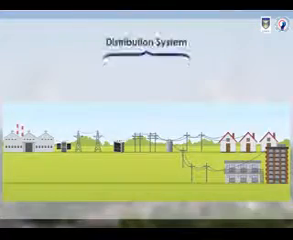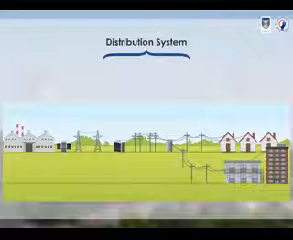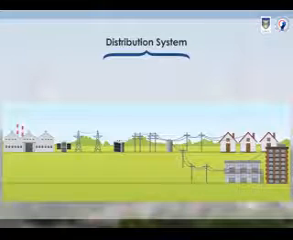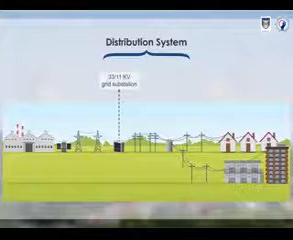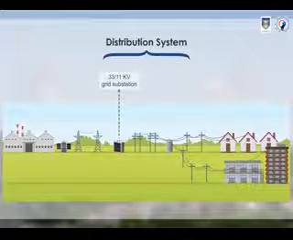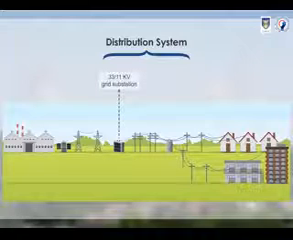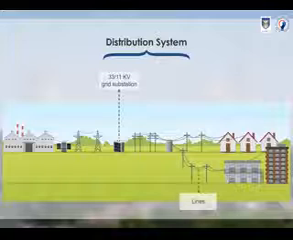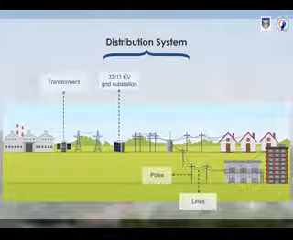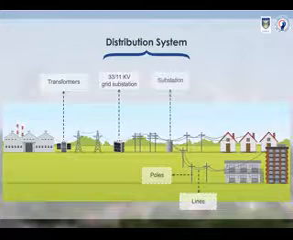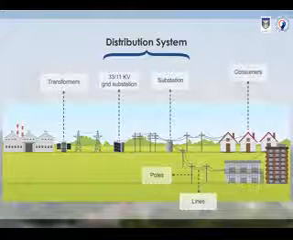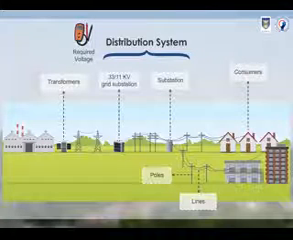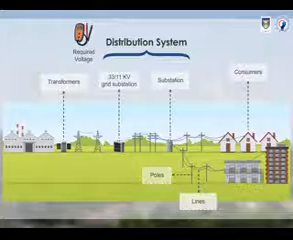Electric current is distributed to the consumers through a distribution system. The distribution system originates at 33 by 11 kV grid substation and consists of many facilities and equipment. They are lines, poles, transformers and other equipment needed to transmit electric power to the consumer's place at the required voltage. Let us look at the components of distribution system.